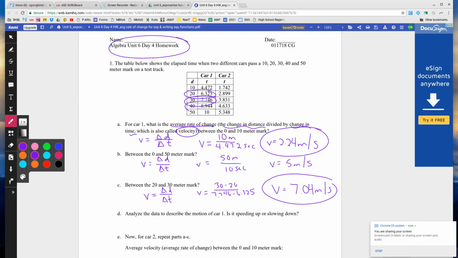So letter D says, analyzing the data to describe the motion of car 1. Is it speeding up or is it slowing down? So looking at my velocities, I had 2.24 meters per second to 5 meters per second to 7 meters per second. So that is indeed speeding up. Okay, and I'd like you to now answer for part E for car 2.